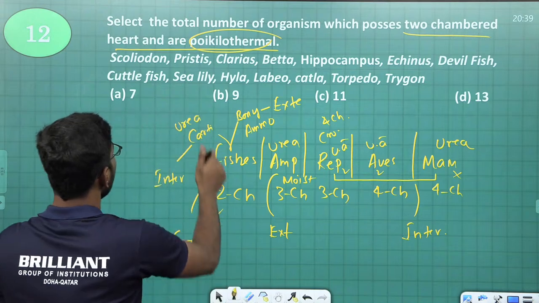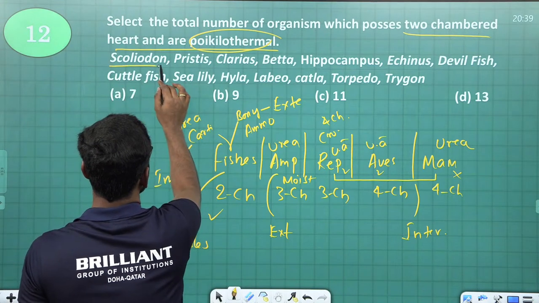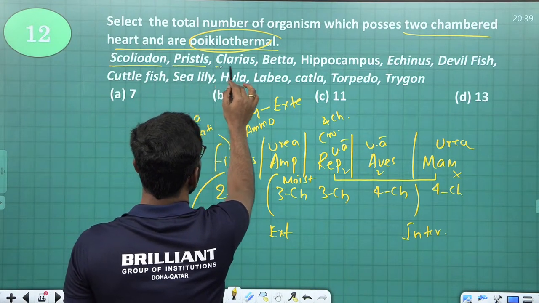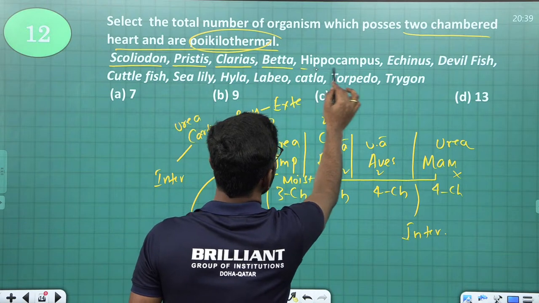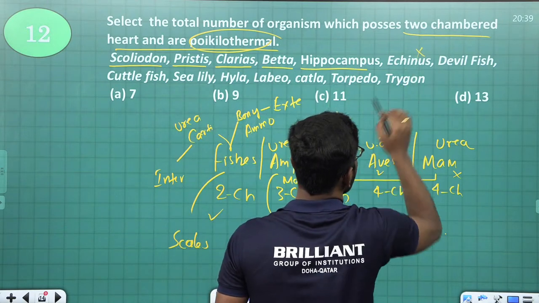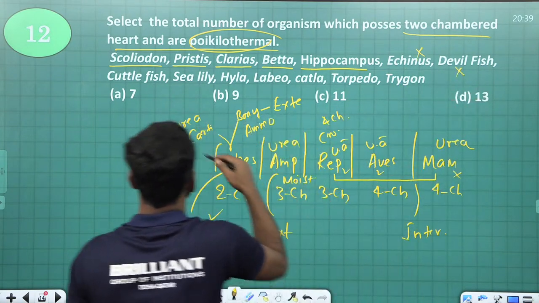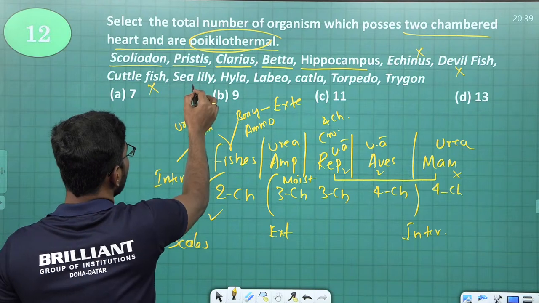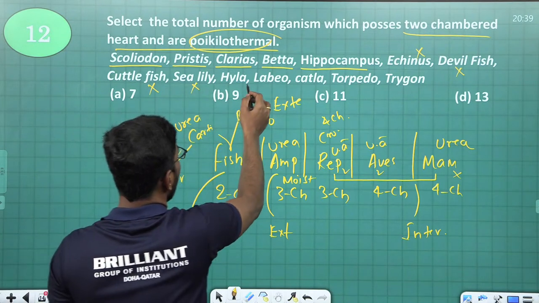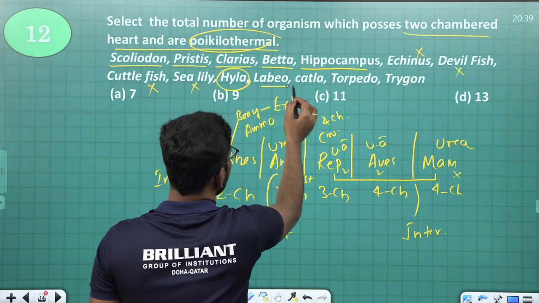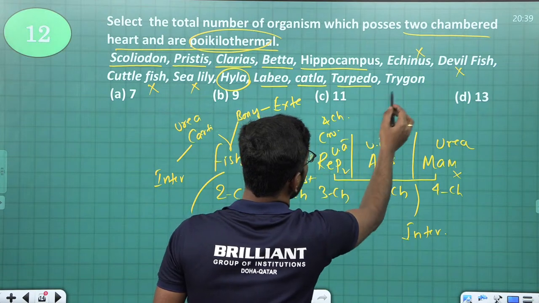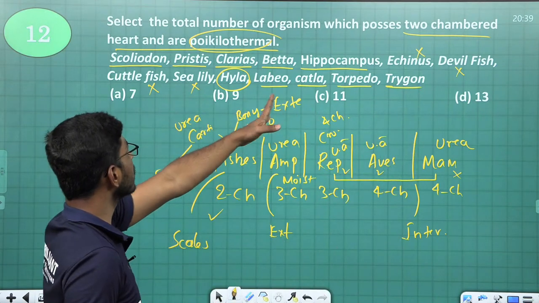Now look here. Scoliodon fish, one. Pristis fish, Clarias fish, Betta fish, Hippocampus fish, Echinus, no, that is Echinodermata. Devil fish, no, that is Octopus. Cuttlefish, no, that is Sepia. Lily, no, it is Antedon. Hyla, right. Next, Labeo, right. Catla, right. Torpedo, right. Trygon, right. These all are fishes. Count the fishes.